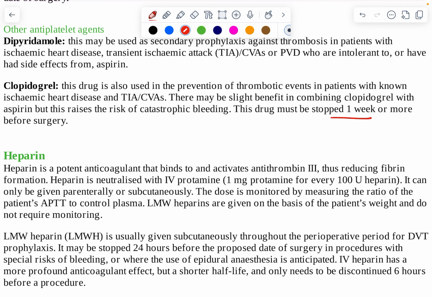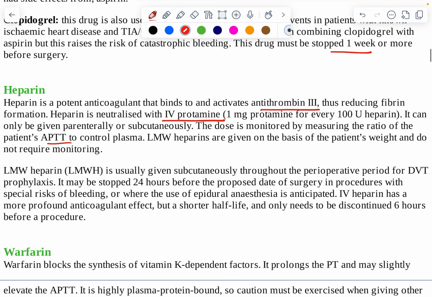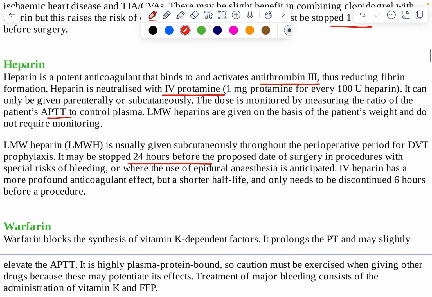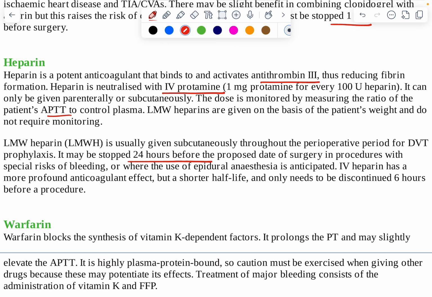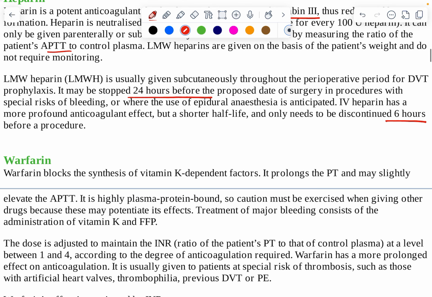Heparin is a potent anticoagulant. It acts through antithrombin 3, thus reducing fibrin formation. Heparin is reversed by IV protamine, 1 mg of protamine for every 1000 units. It can be given parenterally or subcutaneously. It is monitored by APTT against control plasma. Low molecular weight subcutaneous heparin may be stopped 24 hours before the proposed date, and for epidural anesthesia. IV heparin may be prolonged; it can be discontinued. Heparin should be discontinued 6 hours before.